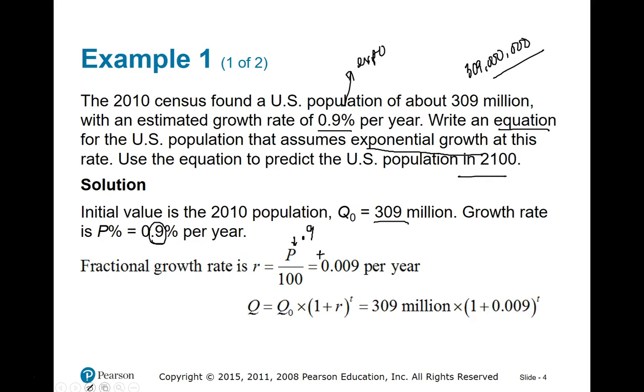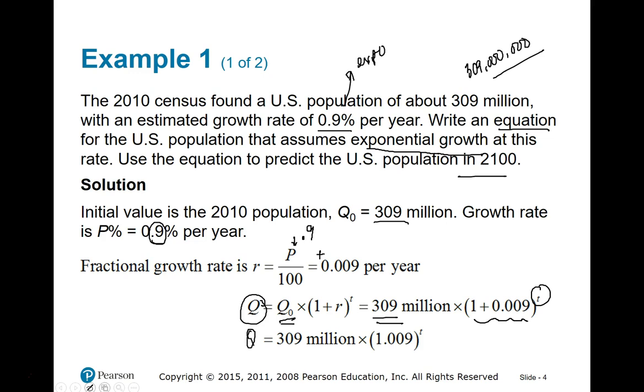So when I add this on, I'm going to have my initial value of 309 million times, and then in the parentheses, it's always 1 plus whatever your R value is, and if your R is positive, then it's going to stay positive. You're going to add this on, and then I leave the little t on the outside. So T and this Q on the outside are going to stay. 1 plus 0.009 is just 1.009. And so here's my equation.